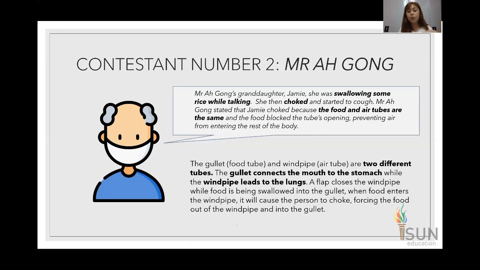A flap closes the windpipe when food is being swallowed into our gullet. So when food enters the windpipe, you start to choke and cough, and push the food out of the windpipe and back into the gullet. When someone is choking, you see in some dramas and shows, people start pushing the stomach. This is to push the food out of the windpipe, back to the gullet, so that he will stop choking. Okay, let's go. Next one.